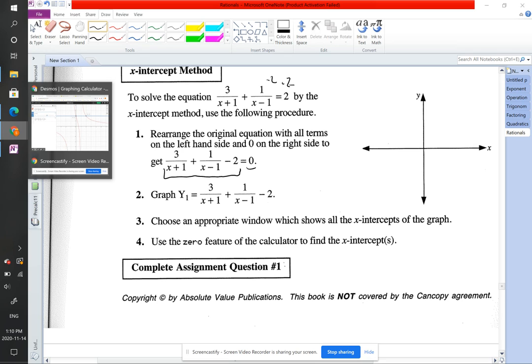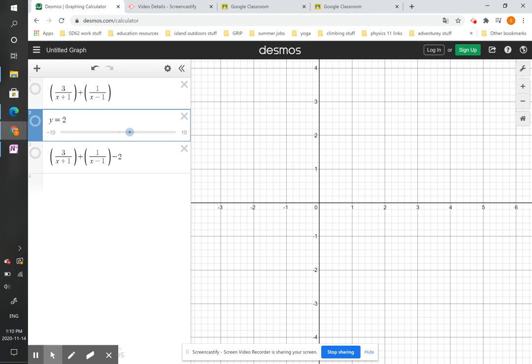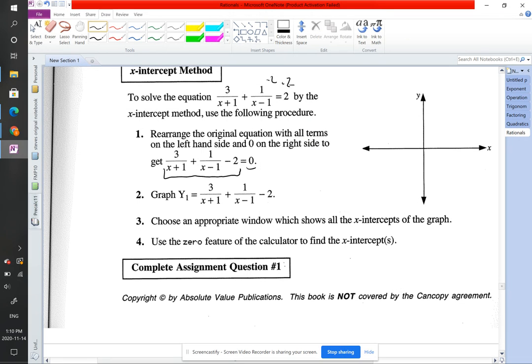If we go back to Desmos here, I'll get rid of these two lines that we had before. We already know the solution should be 0 and 2. So if I bring up that one, you can see that we cross at 0 and 2. So our answers, x is equal to 0 and 2. That is how you would use graphing to solve these equations, and graphing is a good way for you to double check that you have the right answers.